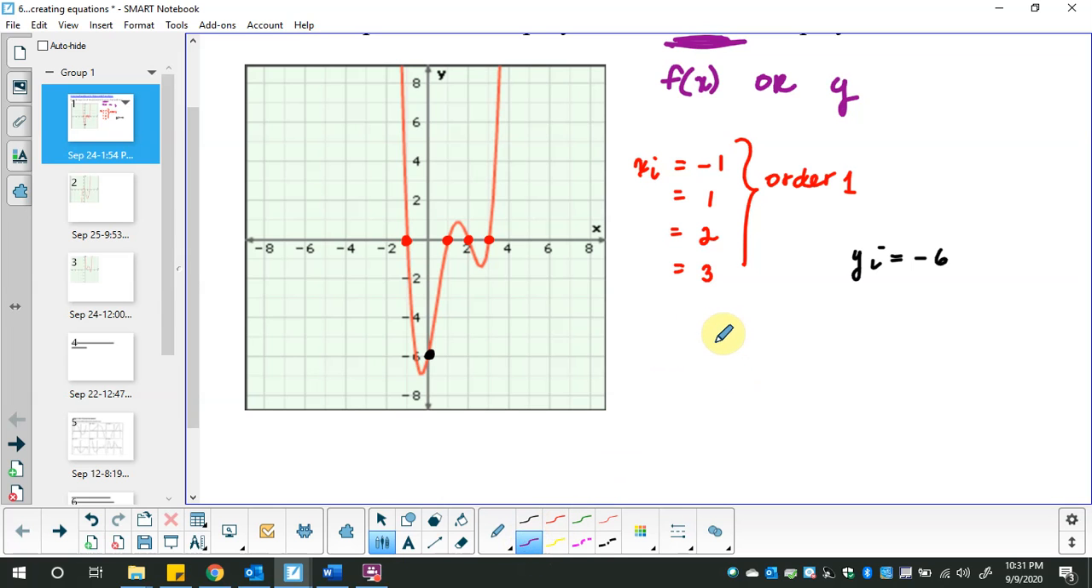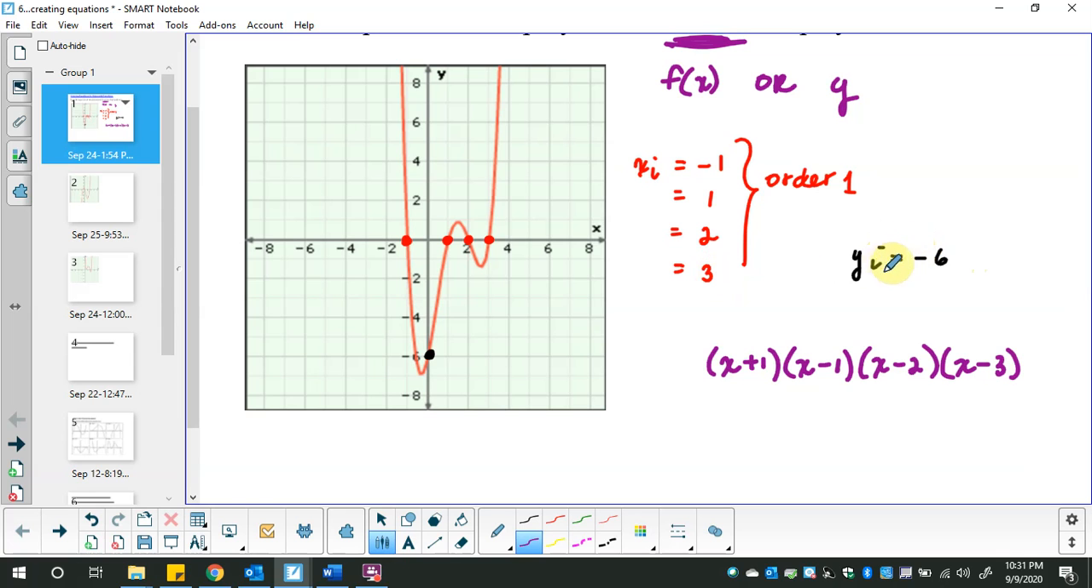So what I mean by that is you will have a bracket of x plus 1 that the x-intercept of -1 came from. And you will have a bracket of x minus 1 where this one came from. And you'll have a bracket of x minus 2 where the x-intercept of 2 came from. And you'll have a bracket of x minus 3 where the x-intercept of 3 came from. So all the reverses of those. But that doesn't take into account this.